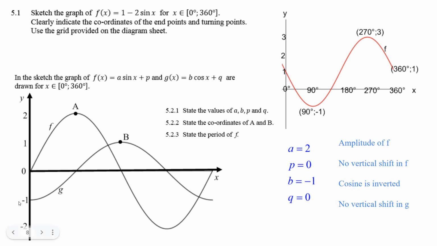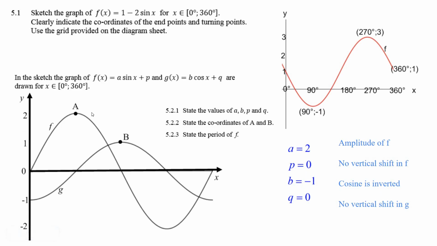But it goes right through the middle too. It goes to the middle, up to the top. The middle of this graph is 0. So that means that it isn't moving up or down. Q must be 0. There's no vertical shift in F or G. So that's all the values of A, P, B, and Q.